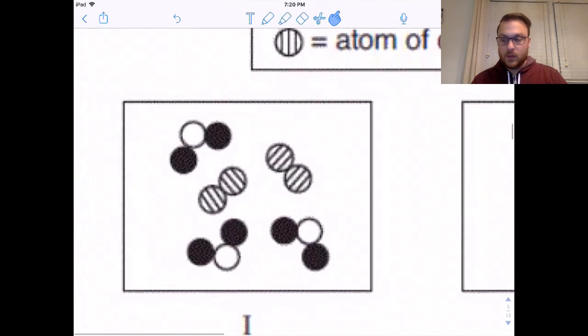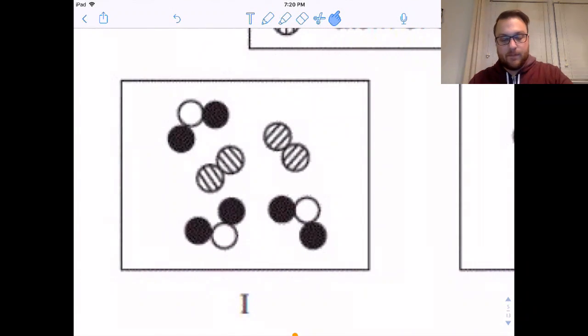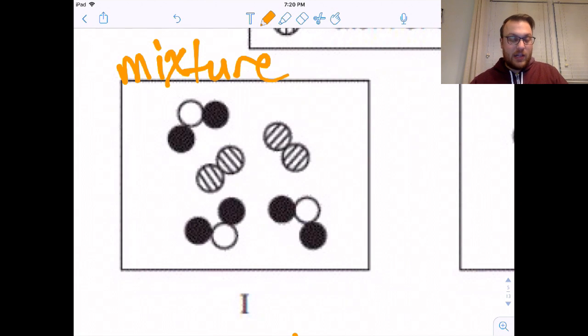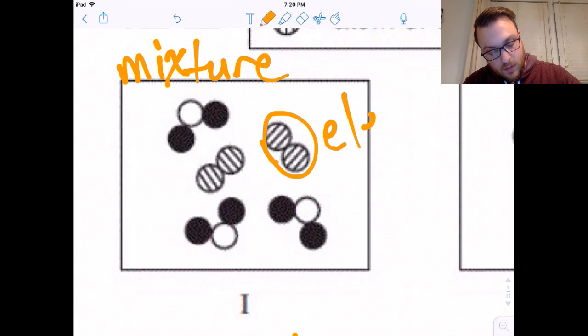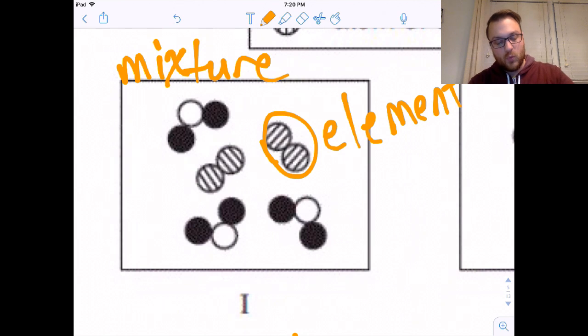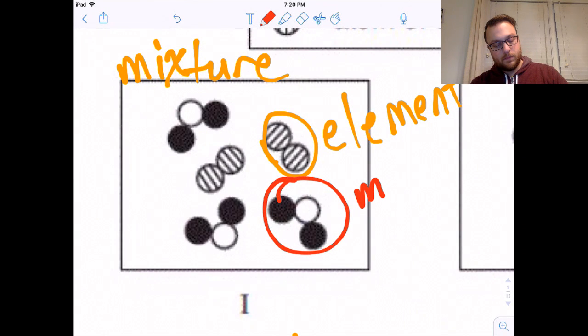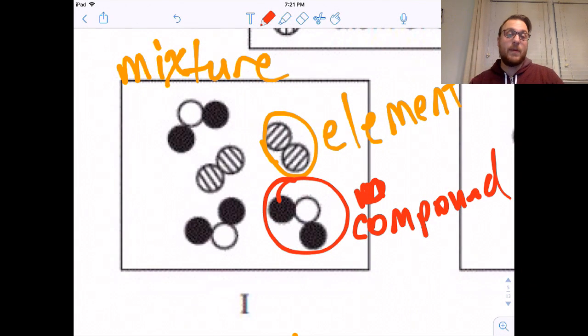Diagram 1 I would classify as a mixture because we have one thing there that is an element, and the Mickey Mouse again, which is a compound. So we have a mixture, specifically a mixture of elements and compounds.